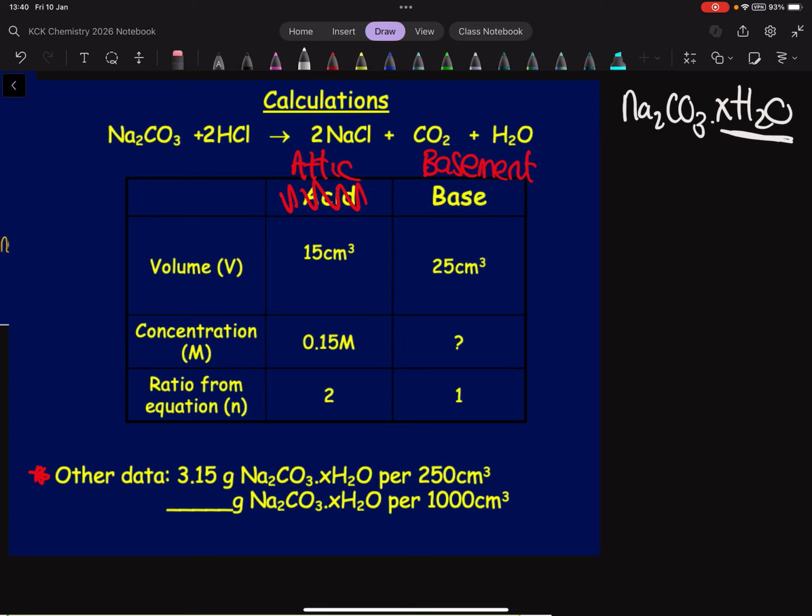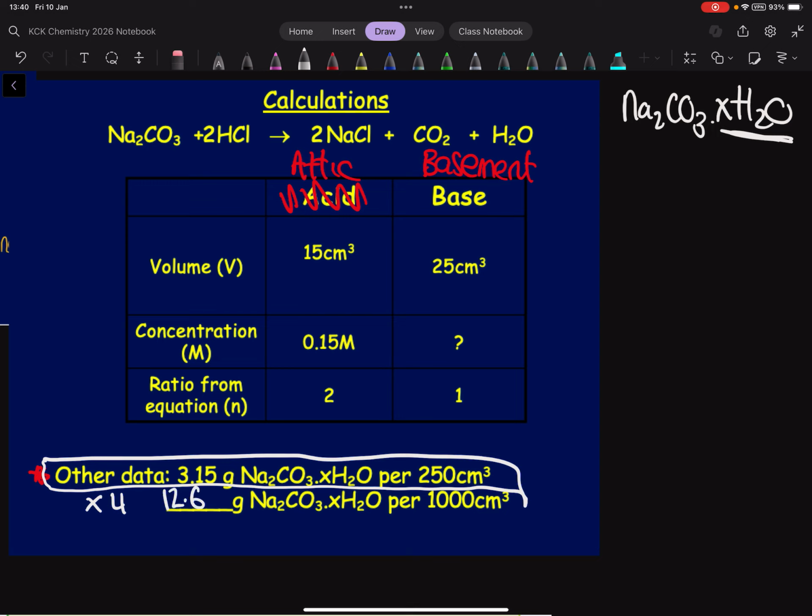But what I will say is it's really important that you pick up the extra information that's in the question. The blurb for the question will have something along the lines of, you weighed out 3.15 grams of sodium carbonate with water of crystallization attached, and you made that solution up to 250. Personally, at this point, I would always put it into grams per litre. So that's multiplying this by 4 to give you 12.6 grams in a litre, and we will use that eventually.